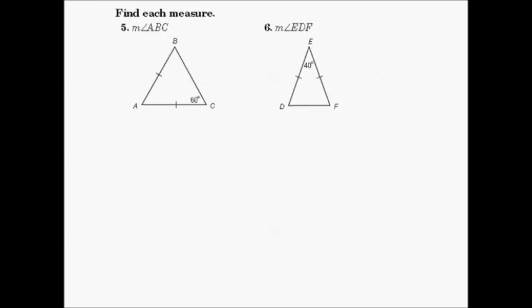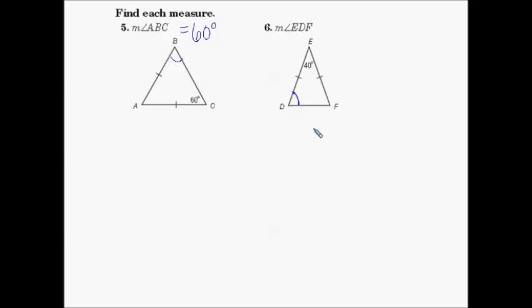Knowns and unknowns. Okay, so I have two sides that are the same length here. I'm being asked to find the measure of angle ABC. So that's this one right here. If these two sides are the same length, these two angles are the same. So if this one is 60, that one's also 60. Yes? Okay. Here I'm being asked to find angle EDF, so I'm being asked to find this angle right here.